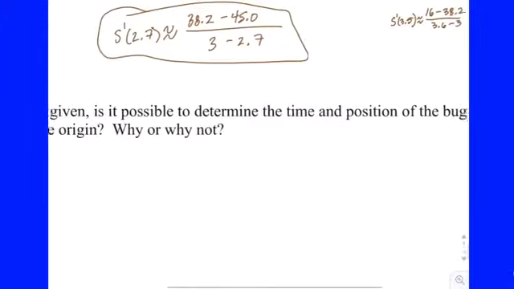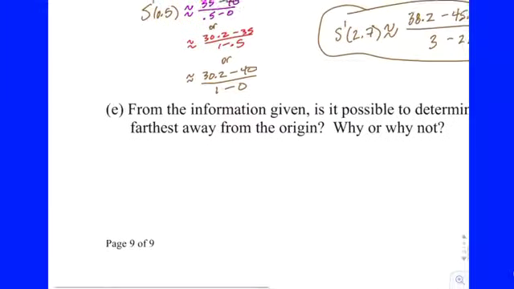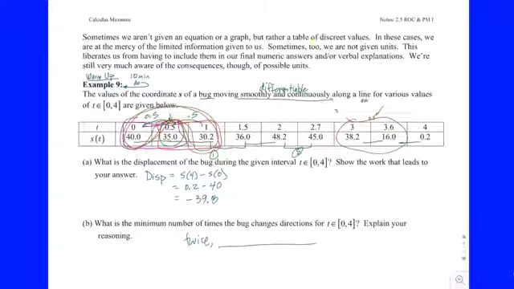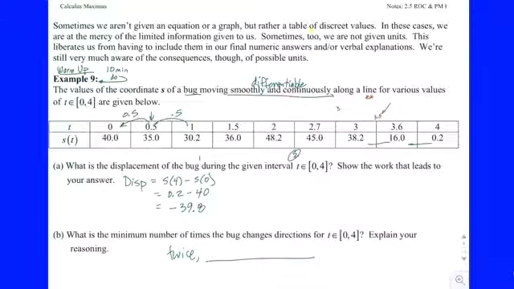All right, last question here. From the information given, is it possible to determine both the time and the position of the bug when it is farthest away from the origin? Why or why not? Well, if you look at the data points, it should be farthest away from the origin when the magnitude of S is the biggest, right? At least from the table. So that would be 48.2. So could you then say at t equals 2, whatever, is farthest away from the origin, and at that time it's 48.2 units away? The answer is heck no.